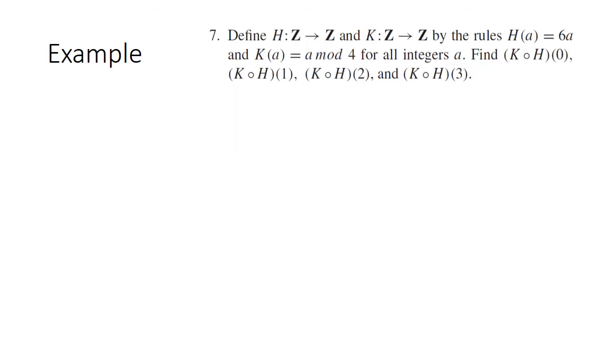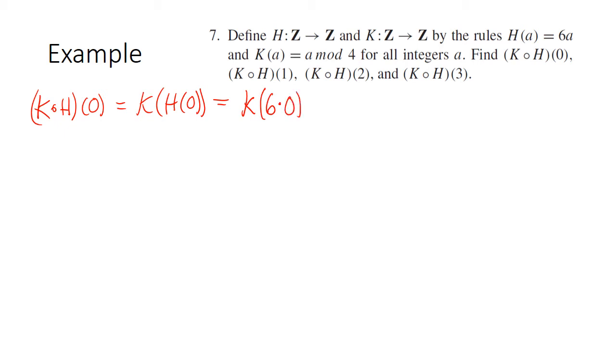Okay, so let's look at your next example. This is another composition, and the formulas here are for h and k. They're just asking me to evaluate 4 different elements here, so let's go ahead and do that. I'm going to do k of h of 0, which I can write like this. First I just have to evaluate h of 0. So that is going to be 6 times 0. So this is going to be k of 0.